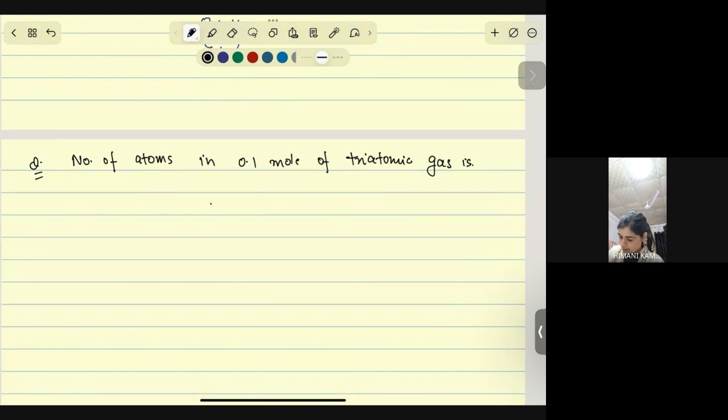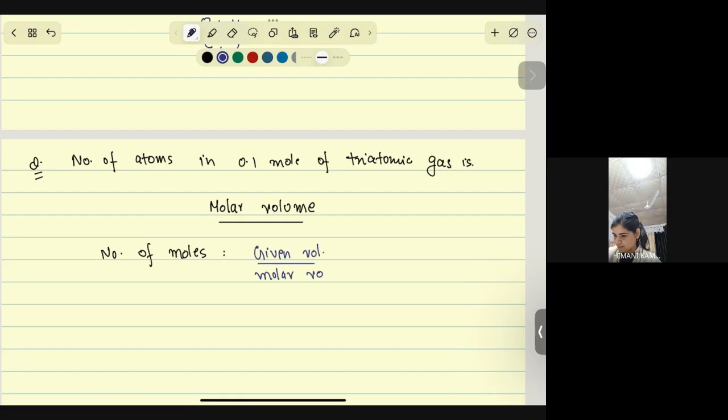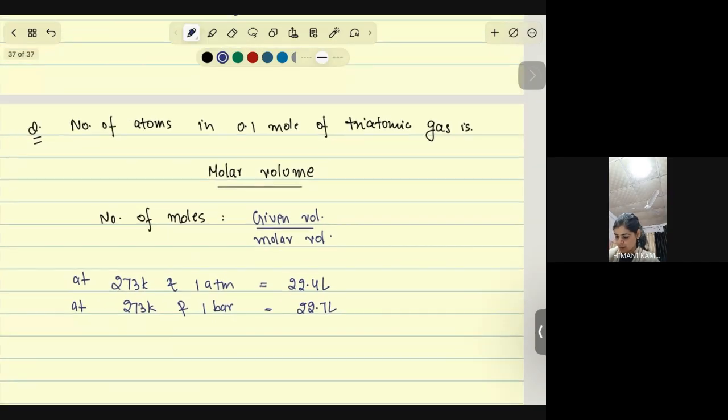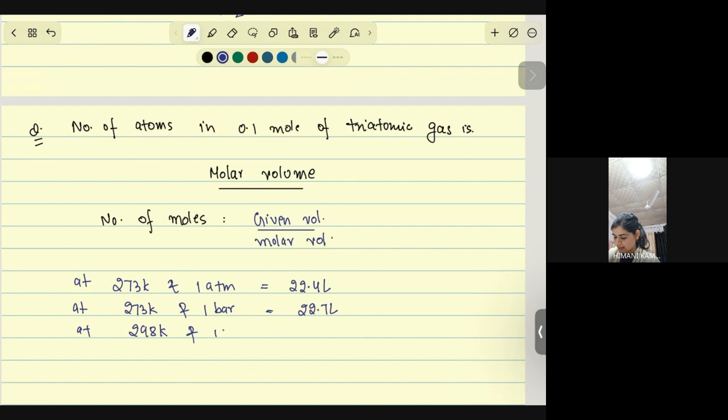So now we will start with molar volume. You must be aware of the formula: number of moles is equal to given volume divided by molar volume. At 273 Kelvin and 1 atm, the value of molar volume is 22.4 liter. At 273 Kelvin and 1 bar, the value is 22.7 liter. And at 298 Kelvin and 1 atm, the value is 24.7 liter. In most of the questions, we use this value for molar volume.